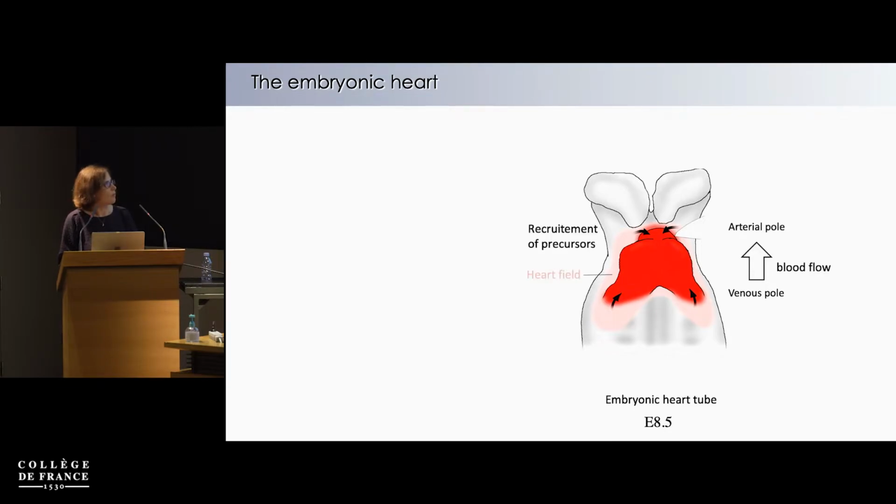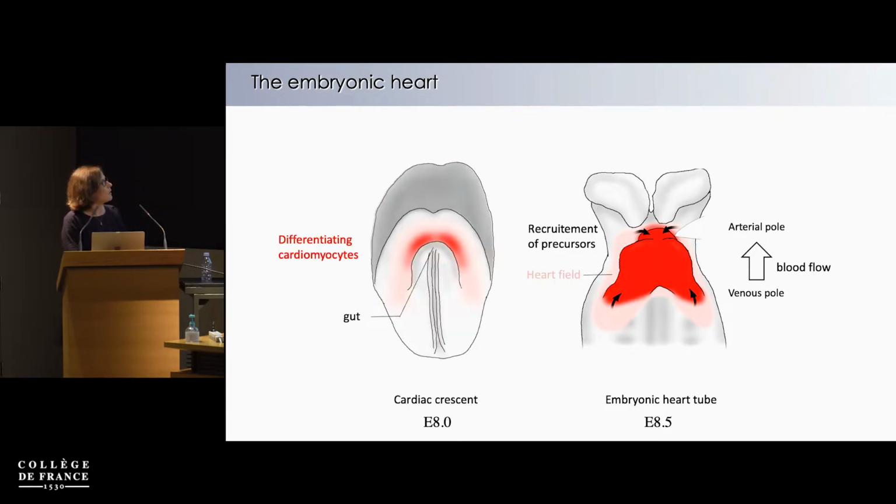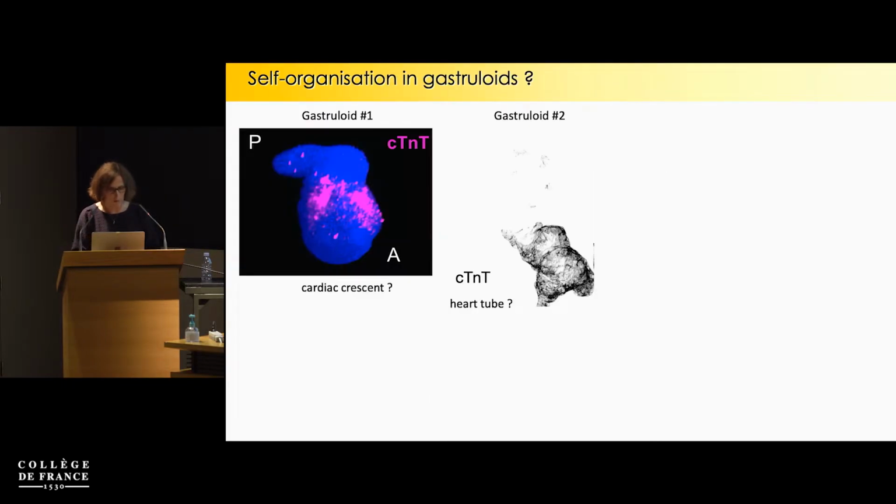The way the tube forms is by elongation, by recruitment of precursors, which are localized around the heart tube in pink here, a region which we call the heart field, the field of progenitors. And earlier on, you can see the beginning of the differentiation of cardiomyocytes in a shape which is called the cardiac crescent, which forms along the formation of the gut. So this is why in organoids, so now we are looking at not organoid but gastruloid, so models of the whole embryos in which you have not only cardiac cells but other cell types, and in particular gut cells.